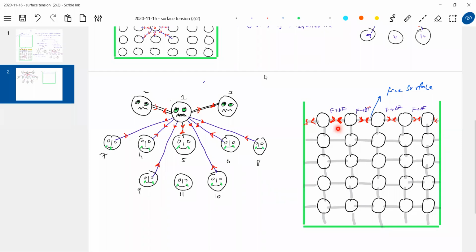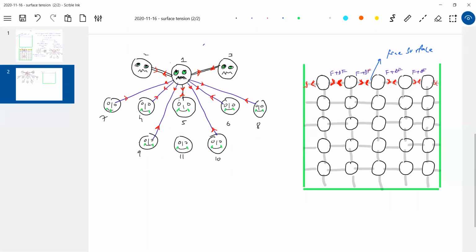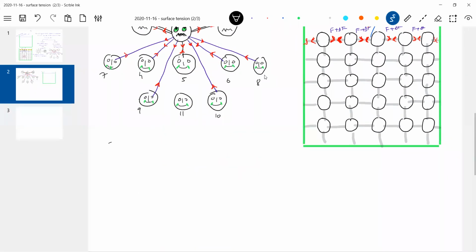This tangential cohesive force per unit length is what we call surface tension. So how do we define surface tension? The definition: the tangential cohesive force per unit length is defined as surface tension. So here I'll write it like tangential force per unit length.